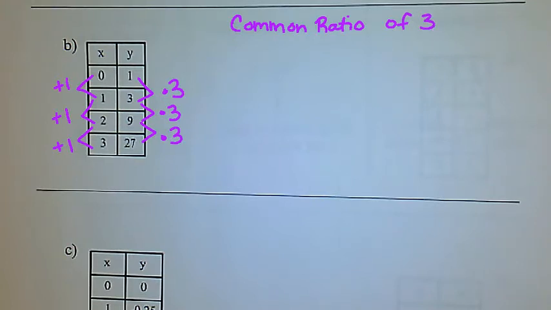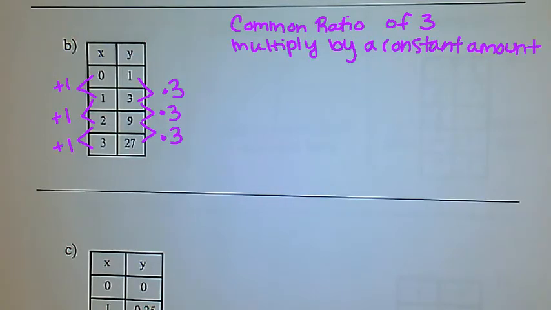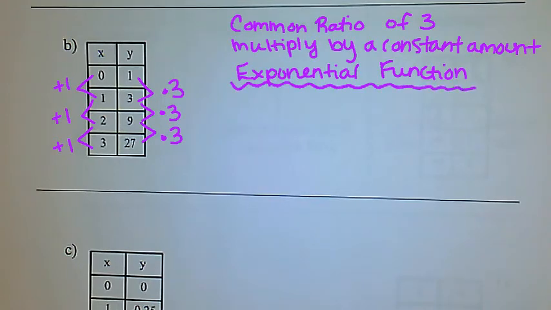So that means we can multiply by a constant amount, and this would be called an exponential function. Now remember, if you wanted to, you could always whip a graph out, plot these points, and that would give you the answer. Okay, so an exponential function is going to be y equals a times b to the x.